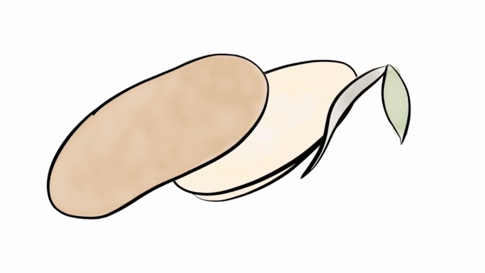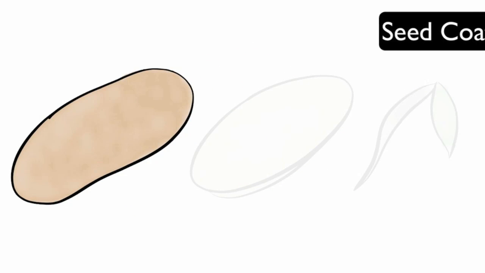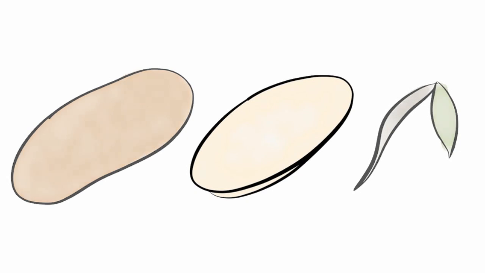Seeds. Seeds are the start of new plants. And seeds are made of three parts. First, a seed is covered in a seed coat. The job of the seed coat is to protect the seed.